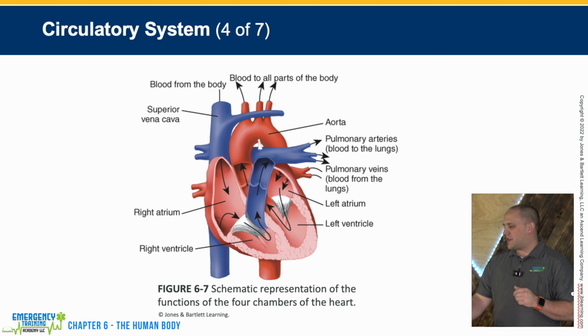First we have our right atrium up here, and our blood flows from the right atrium down into the right ventricle. From the right ventricle, it goes up into the pulmonary arteries to our lungs. And then from the lungs, it's going to come back to the heart through the pulmonary vein into the left atrium. It's going to travel from the left atrium into the left ventricle. And from the left ventricle, it goes up through the aorta and to the rest of the body.